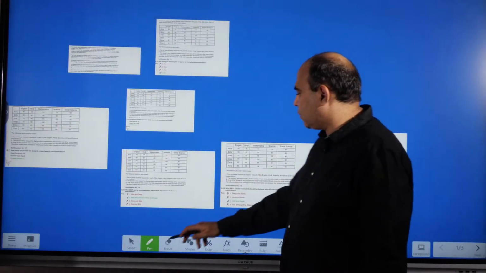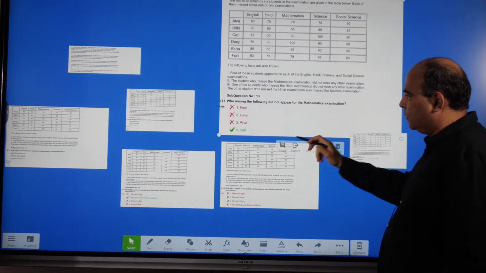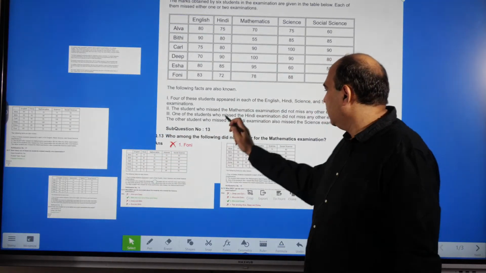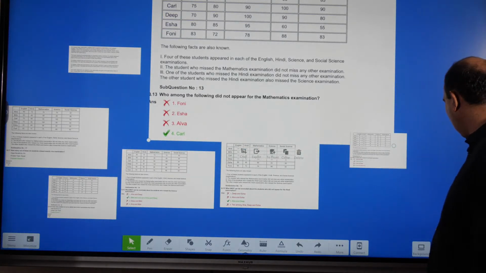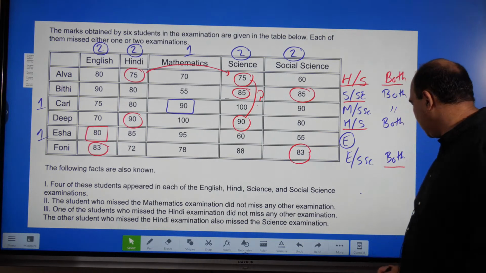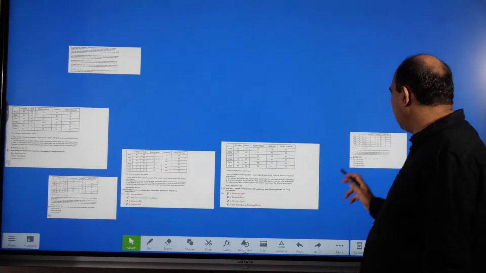So if I look at the questions, what are the questions? The first question is this one. Who among the following did not appear for the maths exam? That's very clearly Kal. Who did not appear for the maths exam? We know that that's Kal. So that's 3 marks for you in this paper. And there's 18 marks, please mind that. There's 18 marks. Next question.